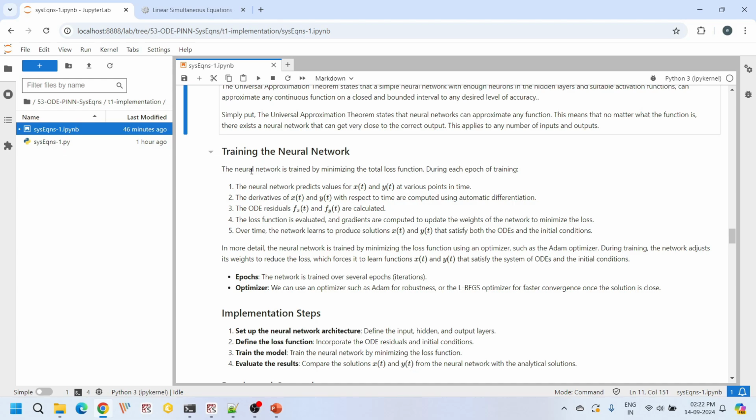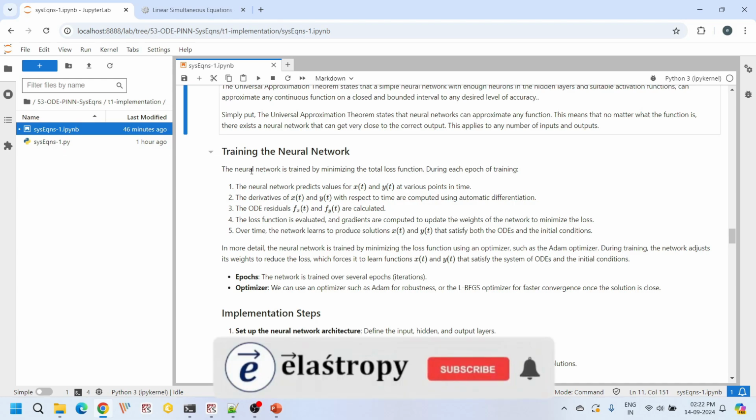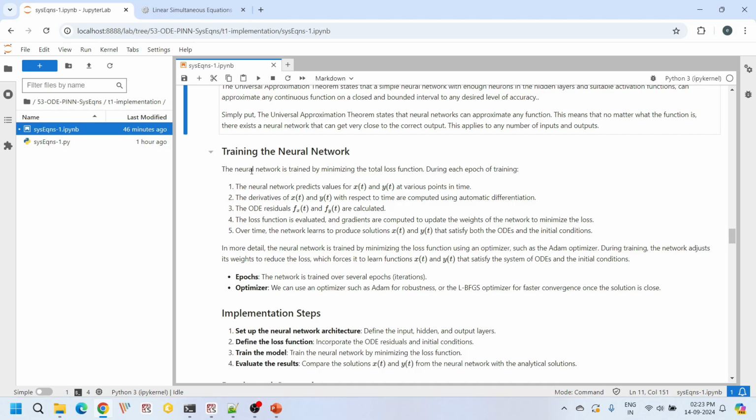So this is the overall work that we are doing in each epoch of the training. The neural network predicts the values of x(t) and y(t) at various points in time, and then we evaluate the derivatives of x(t) and y(t) with respect to time using a special concept called automatic differentiation. We get these automatic differentiation tools directly from machine learning libraries like TensorFlow or PyTorch. Here in this tutorial we are using the TensorFlow library. These automatic differentiation tools are already available, so you can directly use them.